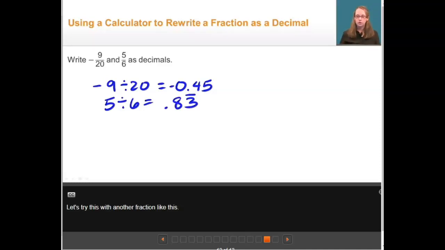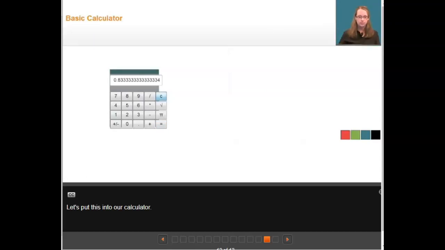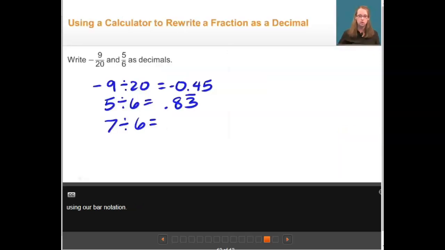Let's try this with another fraction. If I have 7/6, 7 divided by 6, let's put this into our calculator. We'll clear out our last problem. 7 divided by 6. You notice this is an improper fraction, so we have a whole number, 1.16, repeating. Again, our calculator rounds this at the end up to 7, but we know that we can rewrite this using our bar notation. We'll rewrite our answer as 1.16 with the bar over the 6, since the 6 is what's repeating.